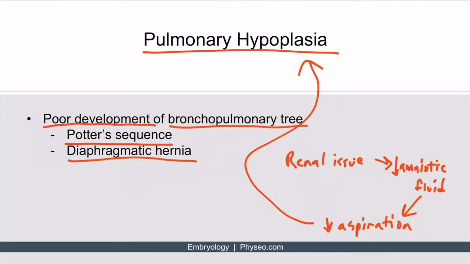This occurs when there is a defective formation of the pleuroperitoneal folds, leading to herniation of abdominal contents into the pleural cavity. And if the space that should be available for the developing lung is actually taken by abdominal contents, then the lungs will not be able to develop fully.